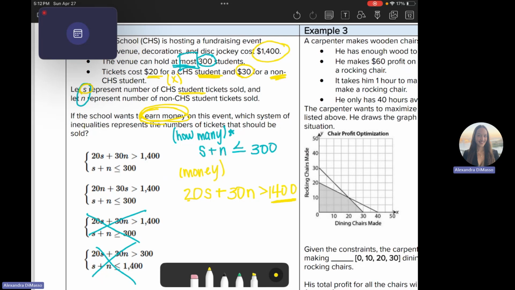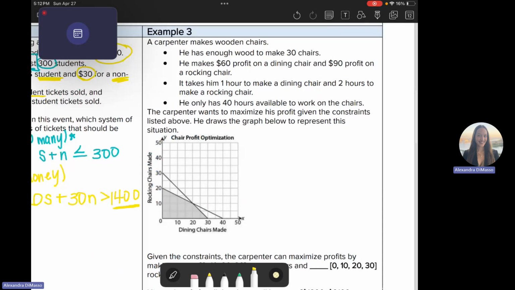So looking at this problem, which one matches? That would be the first one. So this is my final answer. Okay, beautiful, done. So you've got one equation for how many, one equation for the money. All right, example 3, same thing.